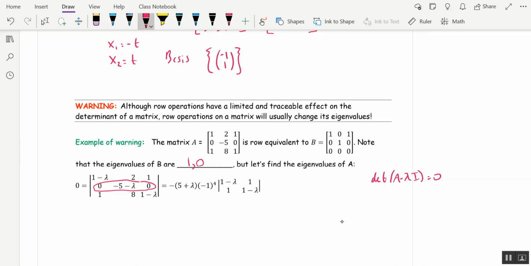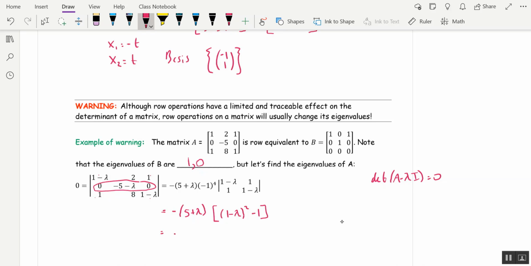Negative, I pulled the minus out, negative 5 plus lambda, and then negative 1 to the 2 plus 2, which is 4. And then my subdeterminant is these 4 outside guys. Okay, so what does that give me? That gives me negative 5 plus lambda. Negative 1 to the 4th is just 1. And then when I do this, I get lambda squared. Well, I'll go slow. I'm going to get lambda times 1 minus lambda, quantity squared, minus 1.